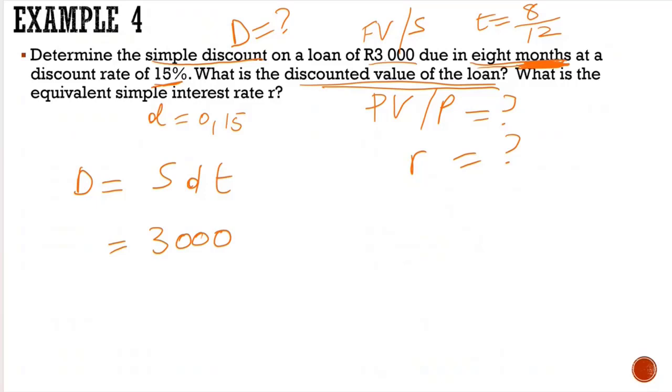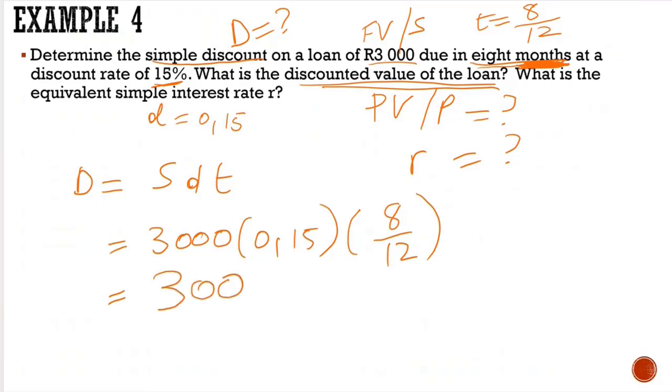So now you've got 3,000. And what is your discount rate? Your discount rate is 0.15. And then what is the time? You've already converted your time to become annual. So you plug into your calculator, and you find that your answer is 300. Okay, so once you've got this, remember, there are three things actually here.